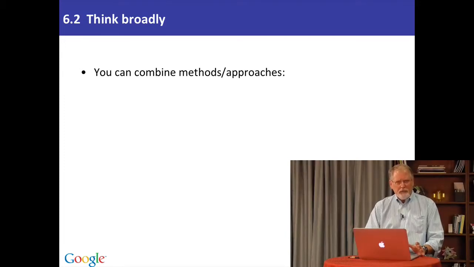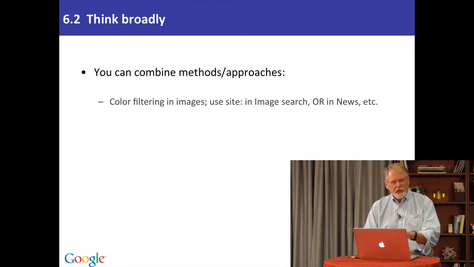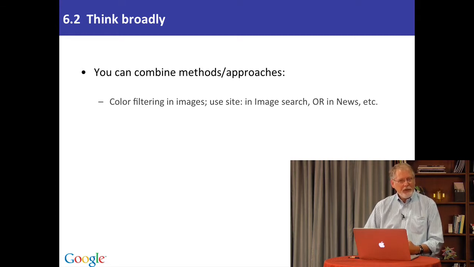As we've talked about, you can already combine the methods and approaches. You know how to combine file type, you know how to combine cite with minus, you get it. All these things you can put together. You can filter colors on images. You can use the cite in image search, and you can use operators like OR in news. So now all of these methods we've been learning are applicable in different Google resources. They're useful in images, they're useful in news, and so on.